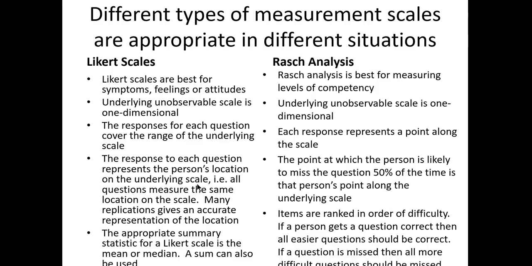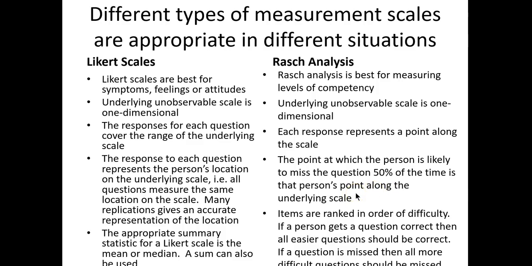In a Likert scale, the response to each question represents the person's location on the underlying scale. All questions measure the same location on the scale. Many replications give an accurate representation of the location. In a Rasch analysis, it's the point at which the person is likely to miss the question 50% of the time. And that's the person's point along the underlying scale.